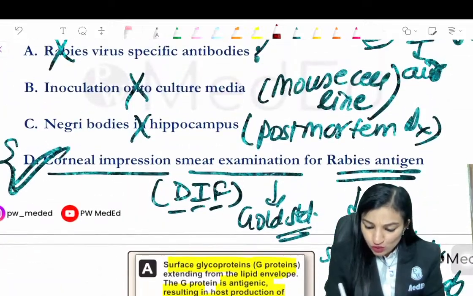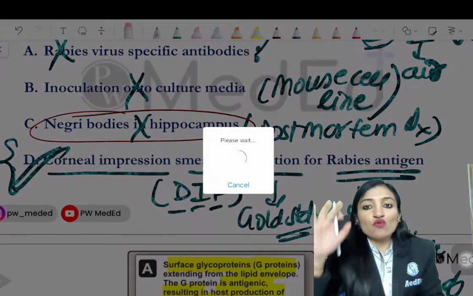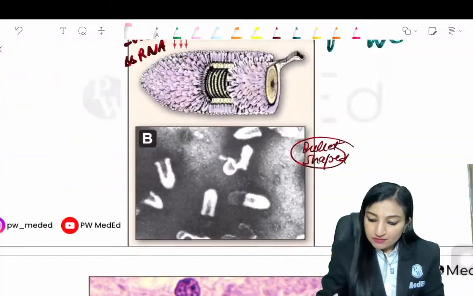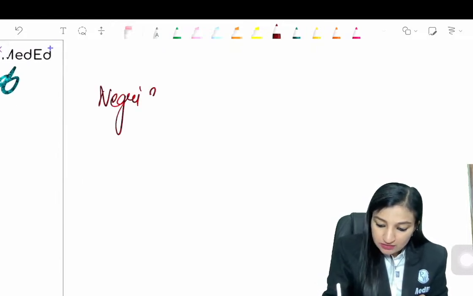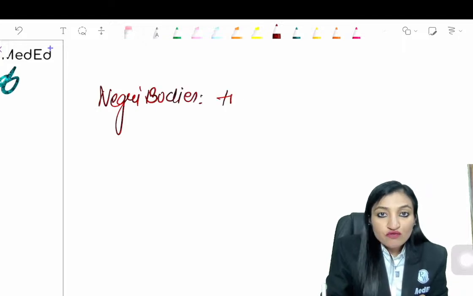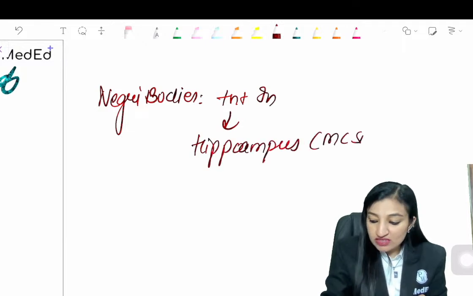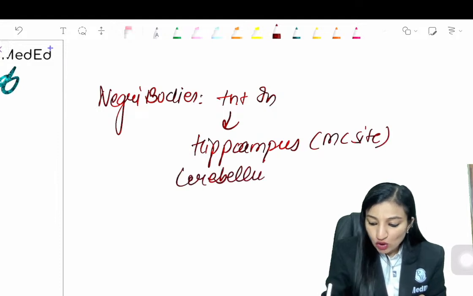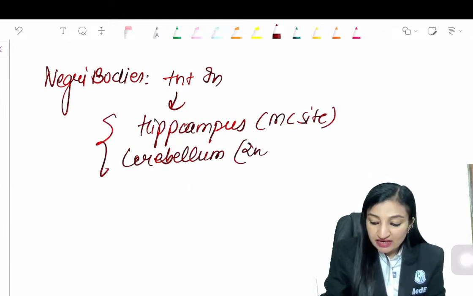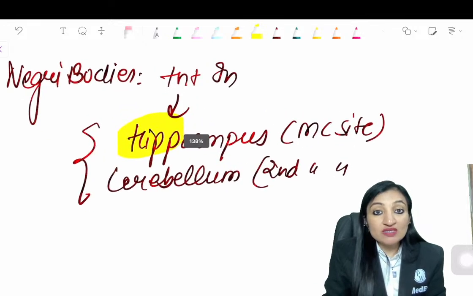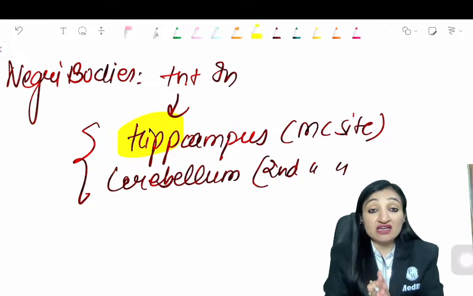One more MCQ I would want to tell you over here. Negri bodies, they have mentioned in the third option, hippocampus. The MCQ asked is: what is the most common site of Negri bodies? Most common site is the hippocampus. Remember, this is the most common site. There has been some confusion in this option amongst the students, between these two options, which is the better option. The better option is hippocampus. Cerebellum is the second most common site. So remember, Negri body's most common site is the hippocampus. Remember it like this: hip hop hippo.